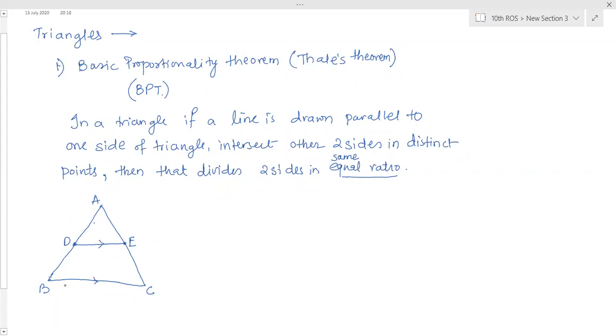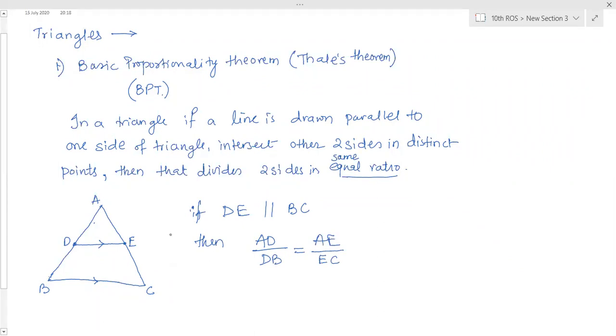If DE is parallel to BC, then D is dividing AB in the ratio AD by DB, and E divides AC in the ratio AE by EC. These ratios are equal. So if DE is parallel to BC, then AD by DB is equal to AE by EC. Is this clear?